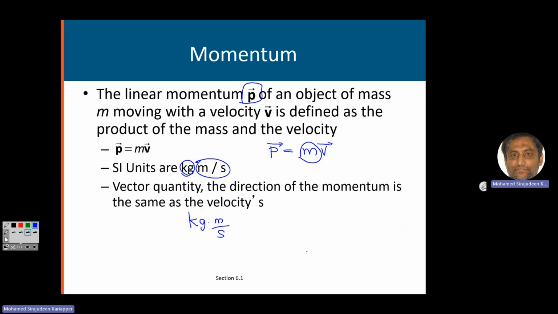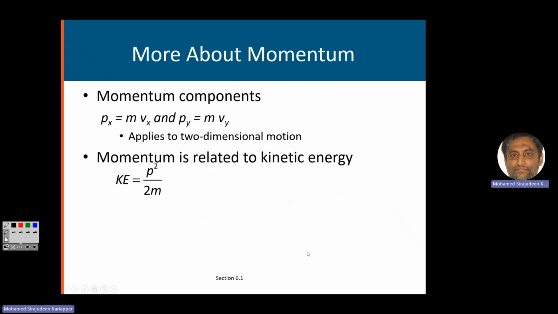Do we have a single name for that? No. Like for example, Newton is actually kilogram meter per second squared. But for this, we don't have an official name. We have to say the whole thing, kilogram meter per second. Right. So it's a vector. When you deal with a two-dimensional problem, we have to look at the x component of the momentum and the y component of the momentum. So px, the x component of momentum, will be mass multiplied by the x component of the velocity. And py will be mass multiplied by the y component of the velocity.